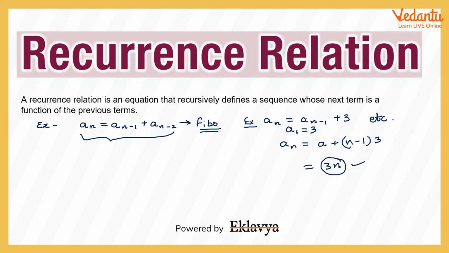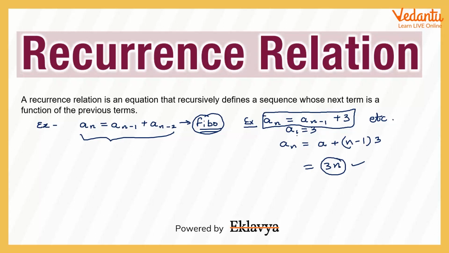Please understand. Here you can see there are two relations. One is a_n = a_(n-1) + a_(n-2). That is one very famous series known as the Fibonacci sequence. Whereas another one is a_n = a_(n-1) + 3. It looks very easy because it has a property that the difference of the nth term with the (n-1)th term is 3.